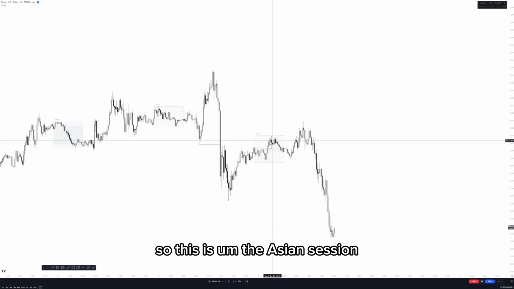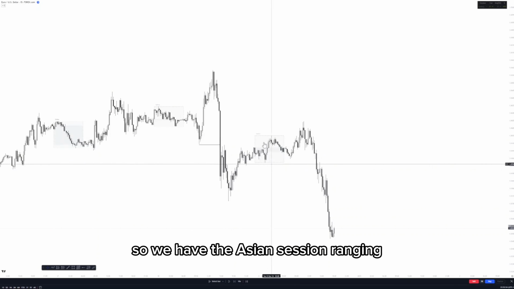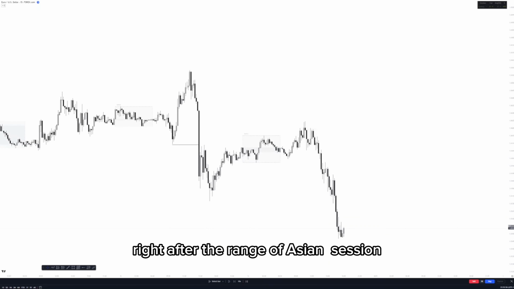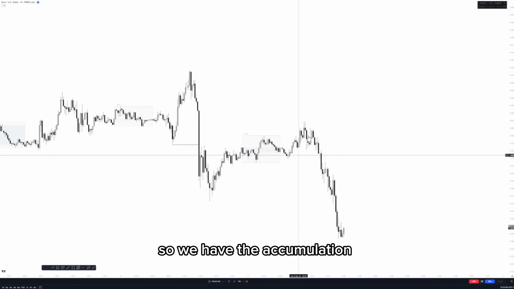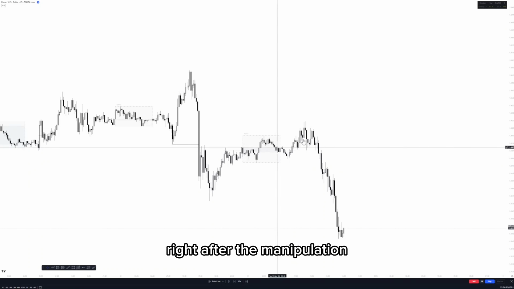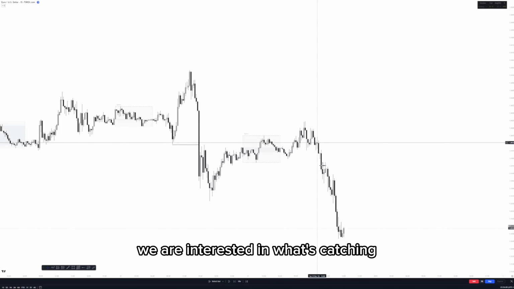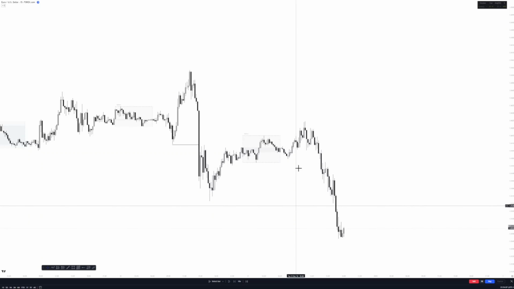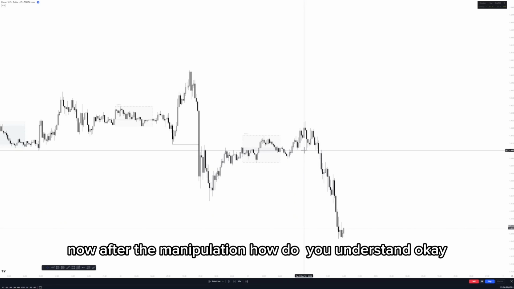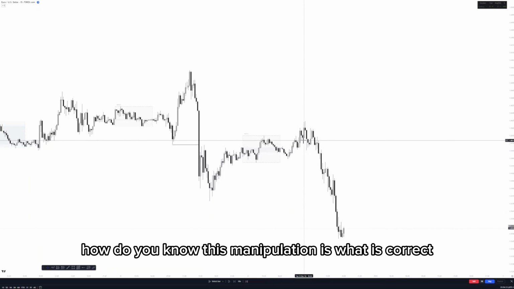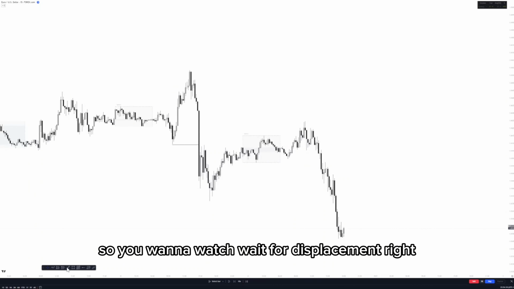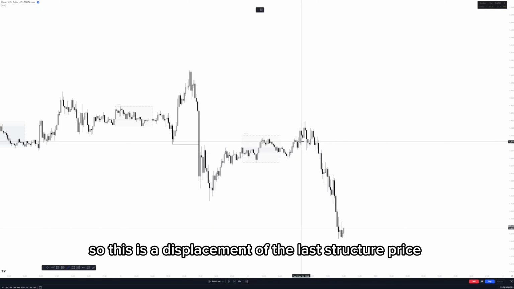So this is the Asian session. We have the Asian session ranging. After the range of the Asian session, as you can see, we were manipulated to the upside. So we have the accumulation, then price manipulated to the upside. After the manipulation, we are interested in catching this move to the downside. Now, how do you know that price is ready to continue to the downside, and how do you know this manipulation is correct? You want to wait for a displacement. This is a displacement of the last structure.